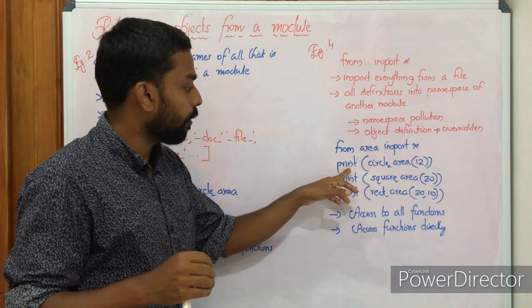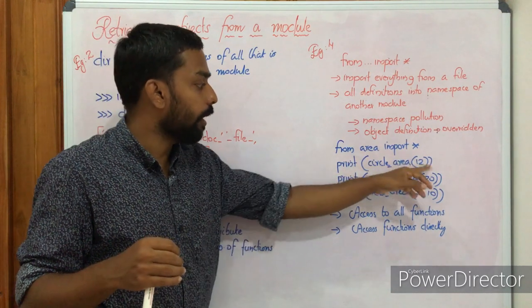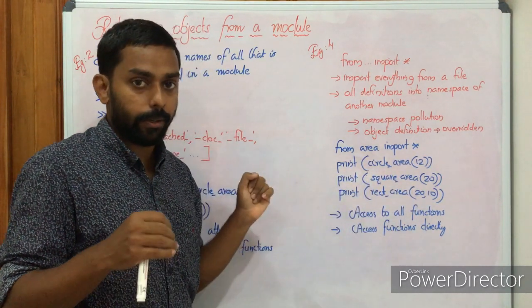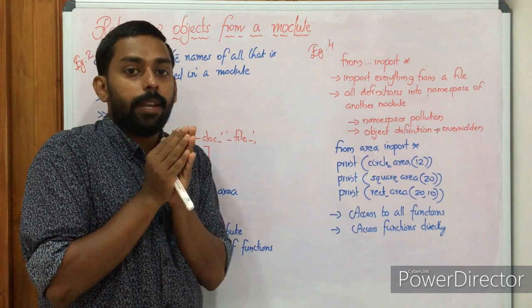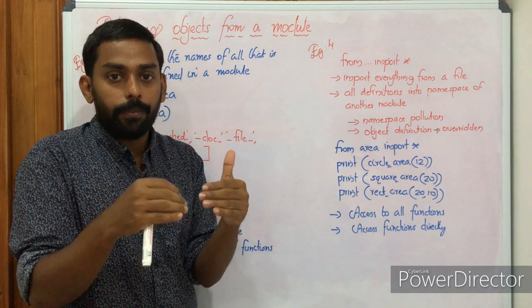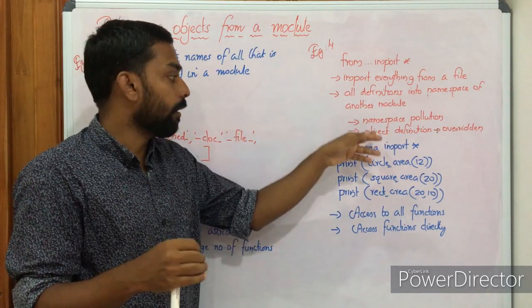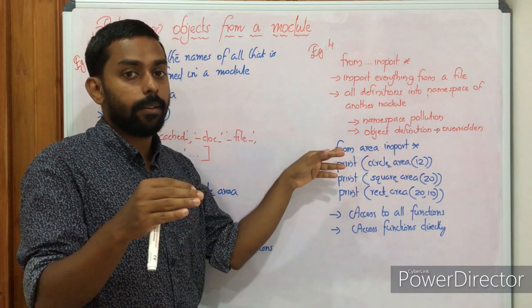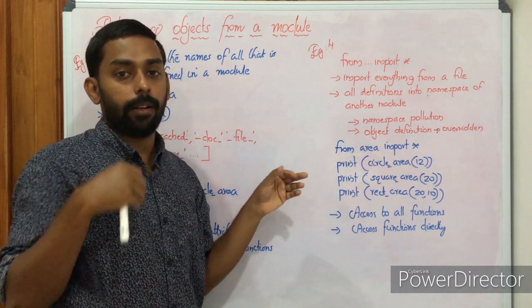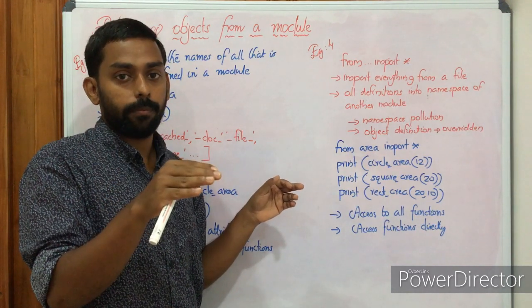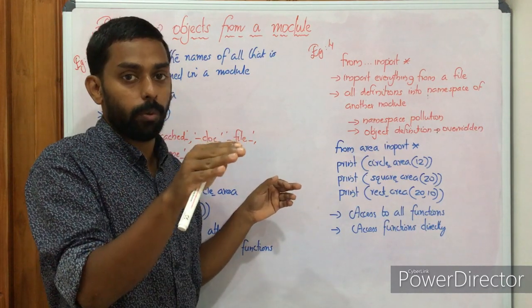Then we are calling print circle area of 12, print square area of 20, rect area of 20, 10. Which means all the attributes of area will be accessible, will be available here in this example, or here in the namespace. Plus, we can call the functions in the module directly.